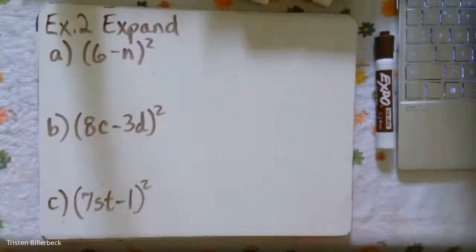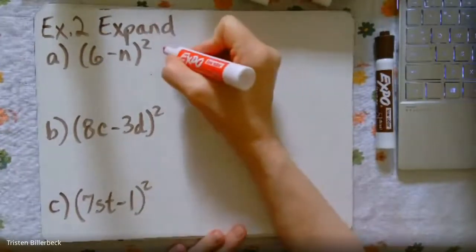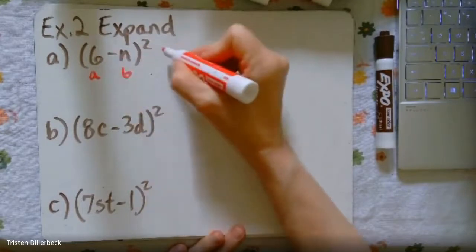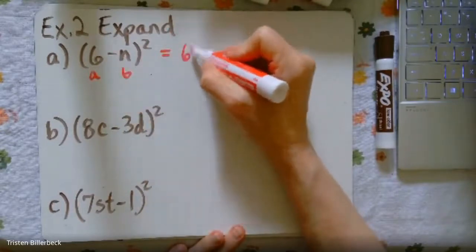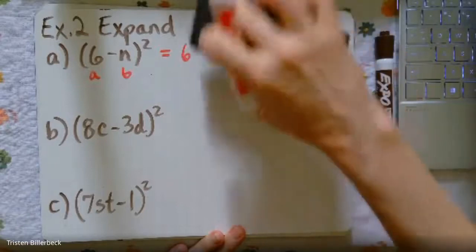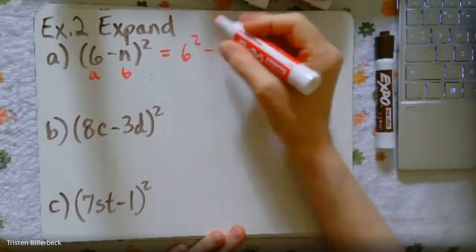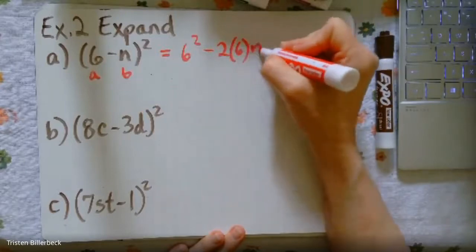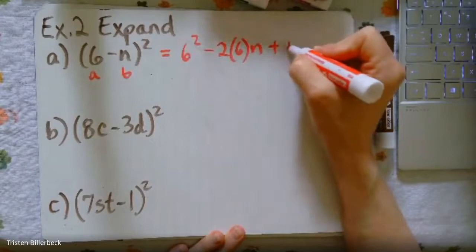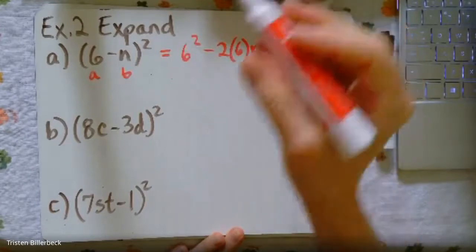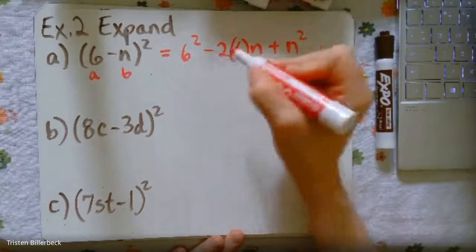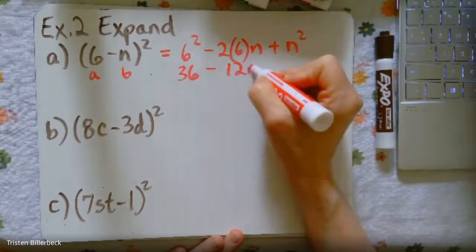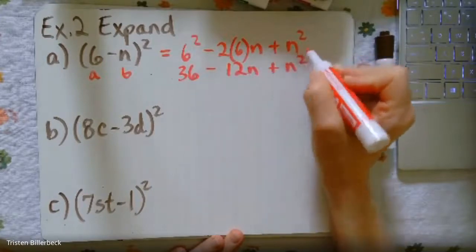All right, if we just blindly do the formula where this is A and this is B, we note that there's a minus sign there, so it's 6 squared minus 2 times 6 times n, and the last one's a plus n squared. So that's 36 minus 12n plus n squared. So that's what we would have.